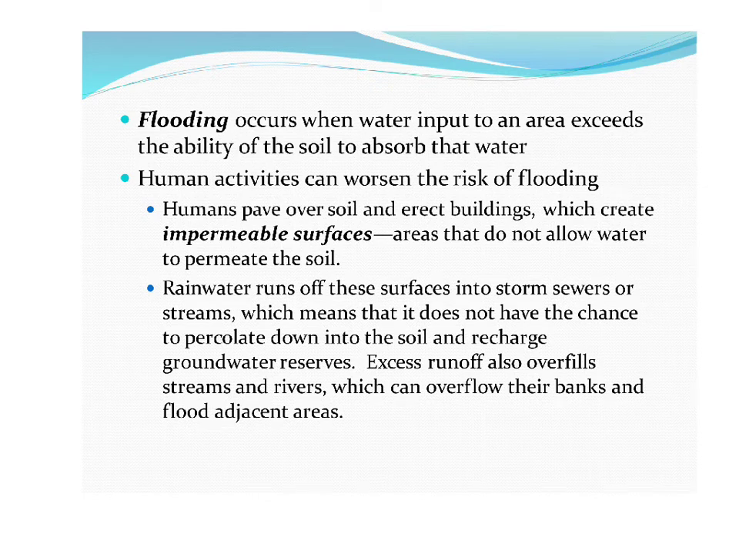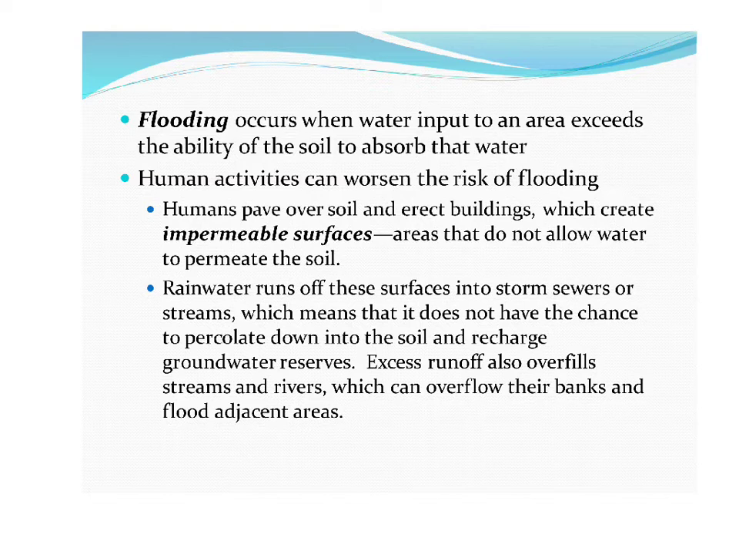Flooding occurs when water input to an area exceeds the ability of the soil to absorb that water. Flooding can happen in soils that are damaged by drought, but it can also happen when just a lot of rain falls in a short amount of time.